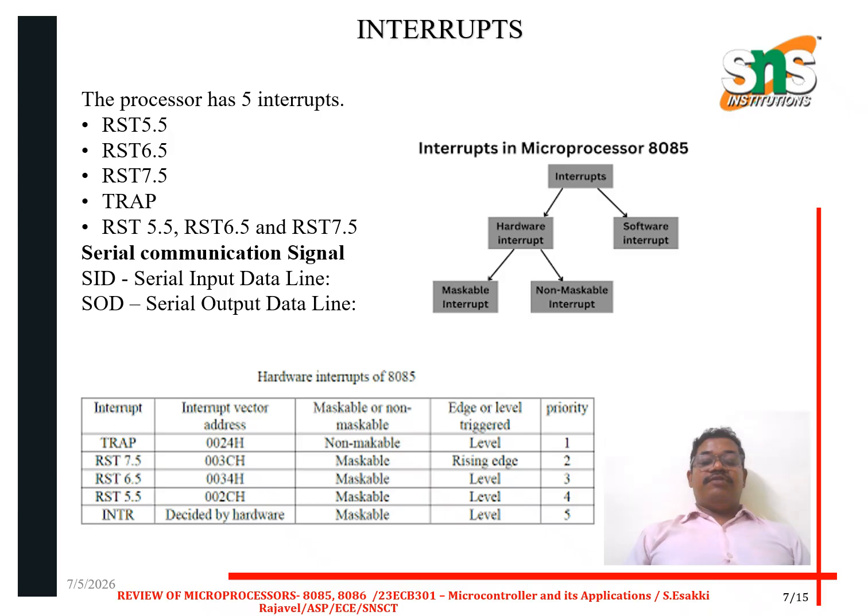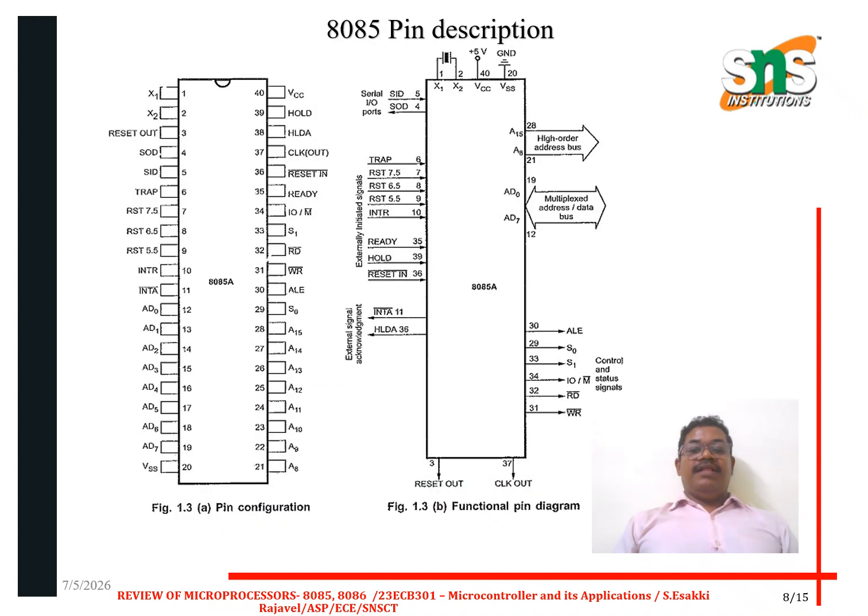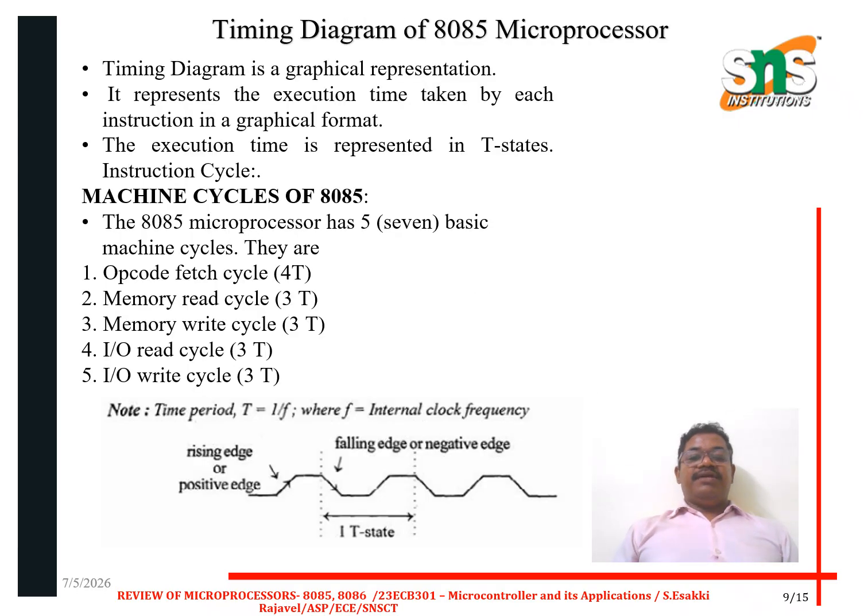So these interrupts can be varied into 2 types: one is hardware as well as software input. This hardware input is further classified into maskable as well as non-maskable interrupt. And this is the pin description of 8085. So here the address bus and data bus are mentioned, and power supply as well as ground are also mentioned in the 8085 pin diagram. And the timing diagram consists of 5 cycles.